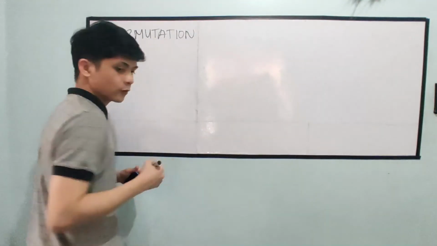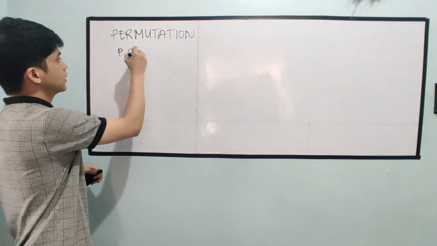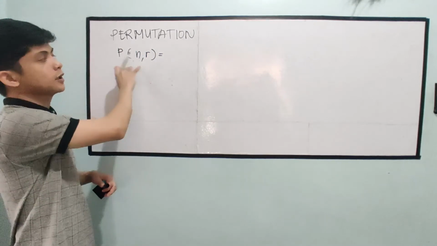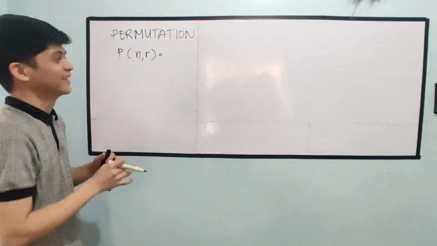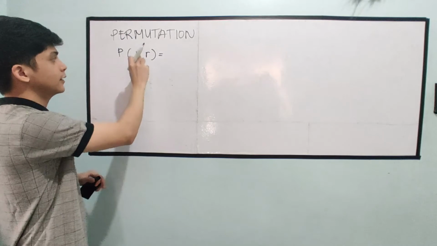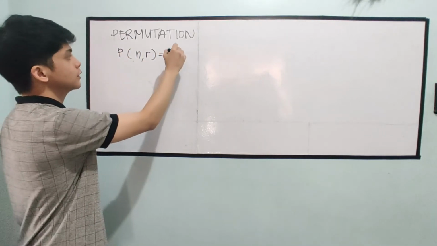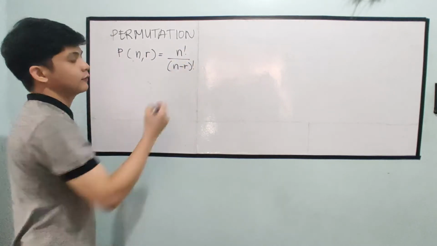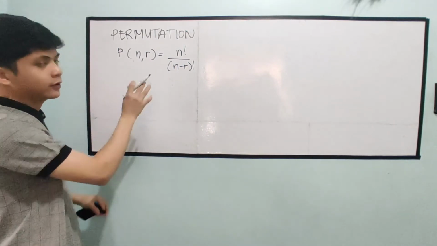So ano ba yung formula ng permutation? Simple lang, P(n, r). So yung pagbasa nito is permutation of n taken r. Okay? Is equal to n factorial over n minus r factorial. So ito lang yung formula ng permutation. Paano natin gamitin to?